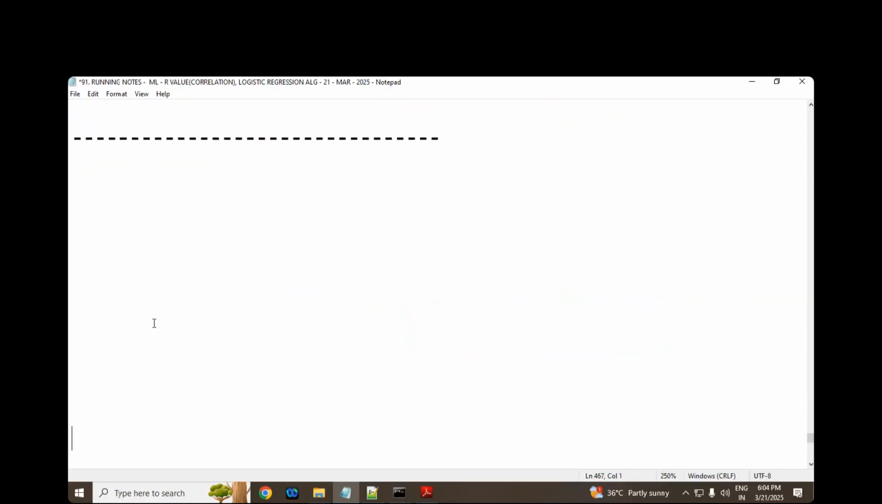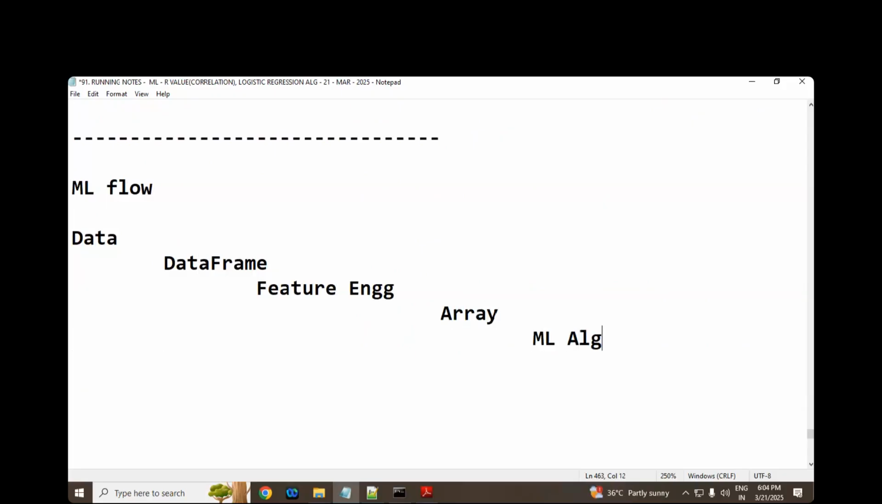And I have one small question for you. Can you tell me the ML flow? Everybody talk with me. Data frame. The next one, feature engineering. The next one, array data. The next one, ML algorithm. The next one, cost function, gradient descent algorithm. These words are important. Increase accuracy. The next one is reduce error.